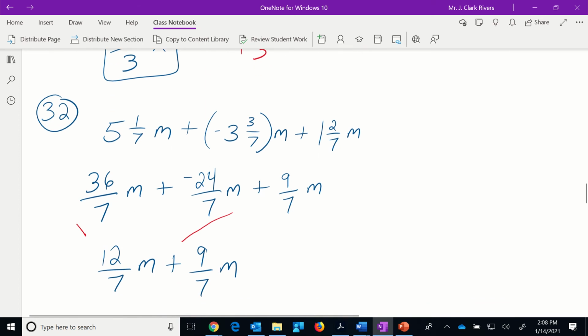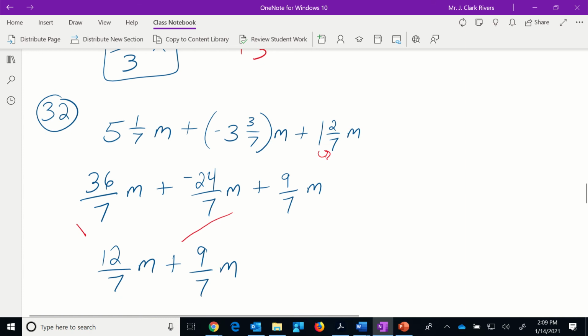Same idea. We're going to convert these to improper fractions. 5 multiplied by 7 gives me 35, plus 1 gives me 36, so that's 36/7. -3 multiplied by 7, that's -21. All right, well, think about it this way. 3 multiplied by 7 is 21, plus 3 is 24. This is negative, so negative 24/7. And then 1 multiplied by 7 is 7. 7 plus 2 is 9, so that becomes 9/7 m.